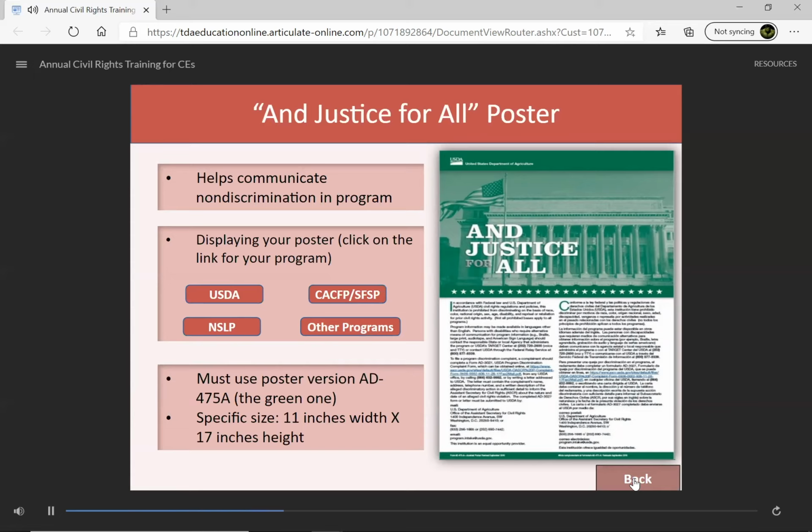For information on displaying the poster, click on the link for your program. You can also visit www.squaremeals.org under Other Programs for more information on other programs. For information on guidance and translations, click on the USDA link. All And Justice for All posters must be displayed in a specific size, 11 inches width by 17 inches height.